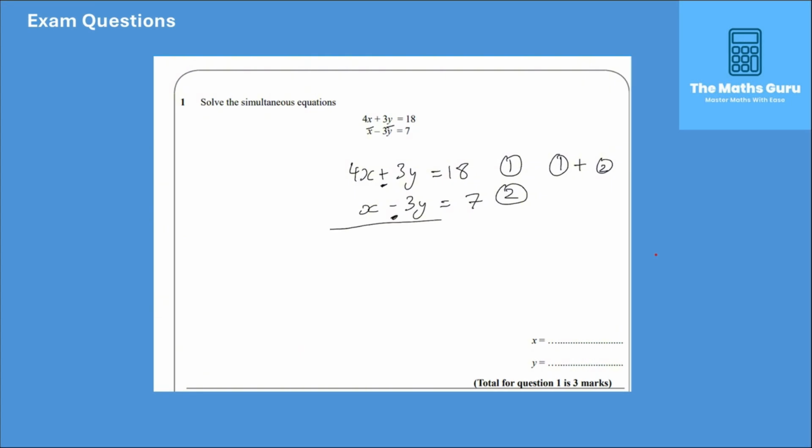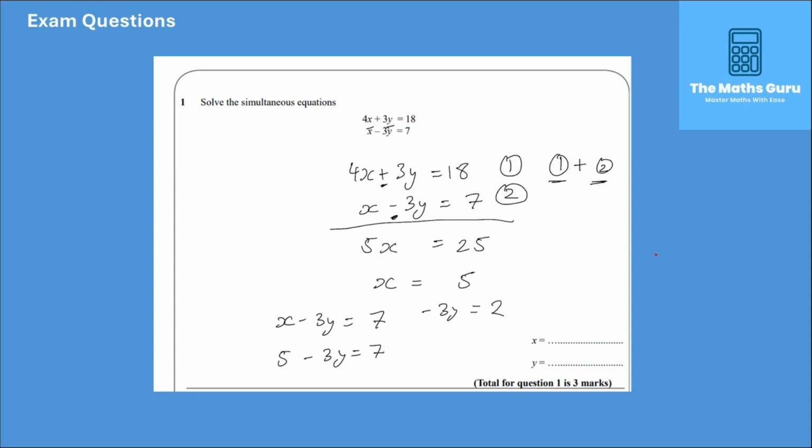So by adding equation 1 to equation 2, we get 5x is equal to 25. Hence, we can divide through by 5 to get x is equal to 5. Now, bring in an equation. Let's bring equation 2 down and say x minus 3y is equal to 7. Plugging in our known value for x, we say that 5 minus 3y is equal to 7. Then we can move the numbers onto one side and the letters onto the other. We say minus 3y is equal to 7 minus 5, which is 2.